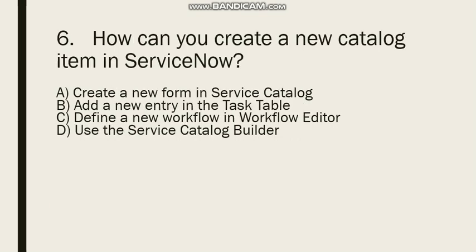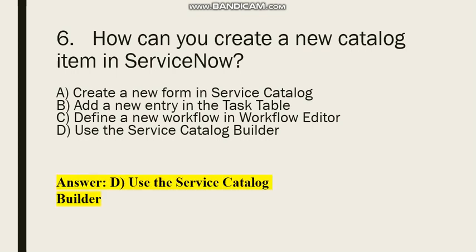6. How can you create a new catalog item in ServiceNow? A. Create a new form in Service Catalog. B. Add a new entry in the task table. C. Define a new workflow in Workflow Editor. D. Use the Service Catalog Builder. Answer. D. Use the Service Catalog Builder.